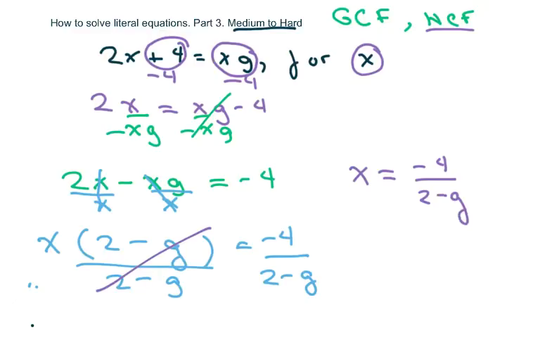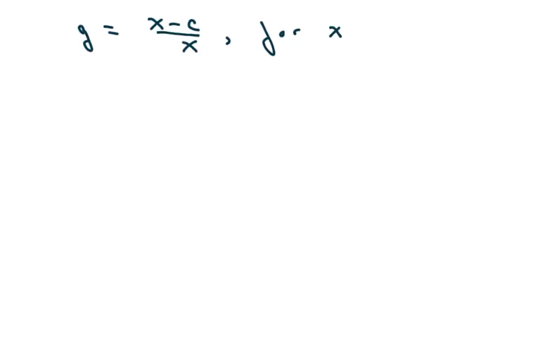Now these take practice, and there's quite a few of these in part 3 and part 4. So you just need to practice that. So let's try another one. Here we have one where we have to solve for x. So the first thing I'm going to do is cross multiply. I'm going to move the x up there so you get gx, and 1 times that is just that, so you get x minus c.